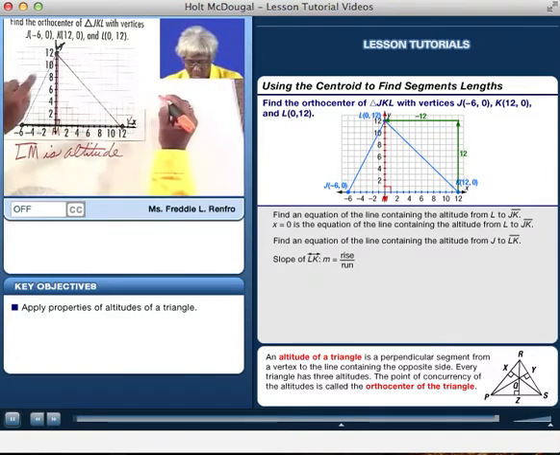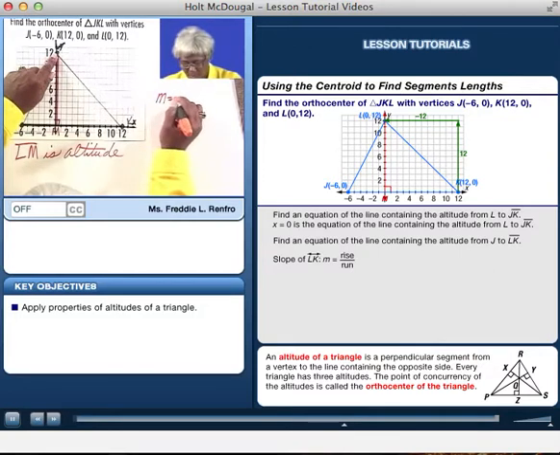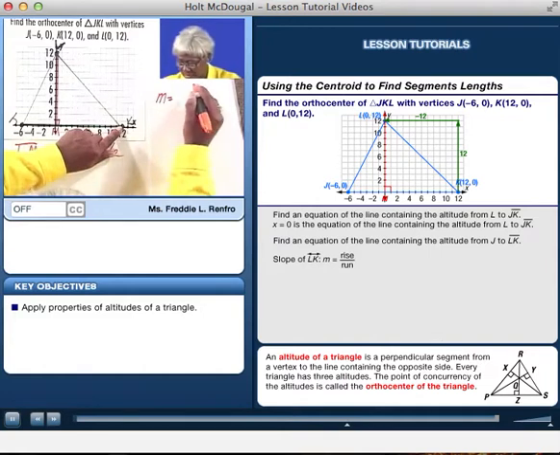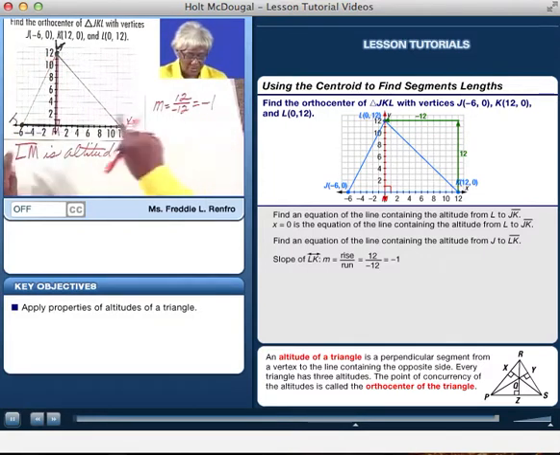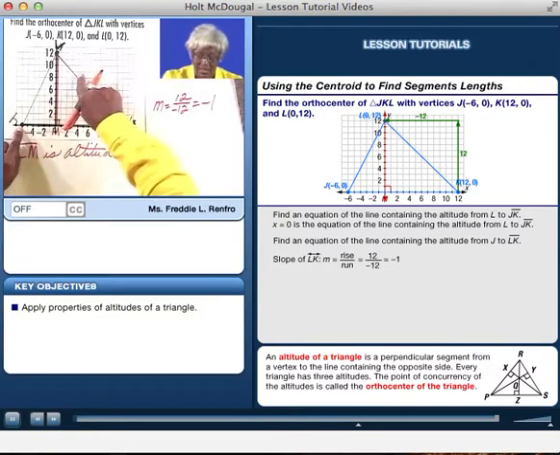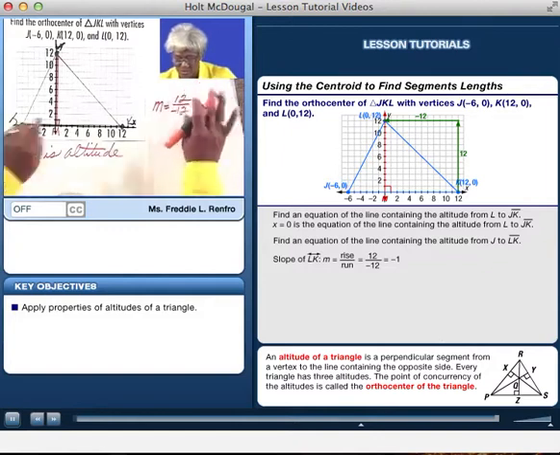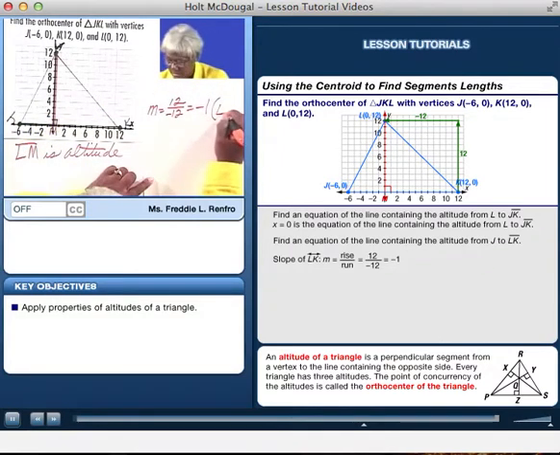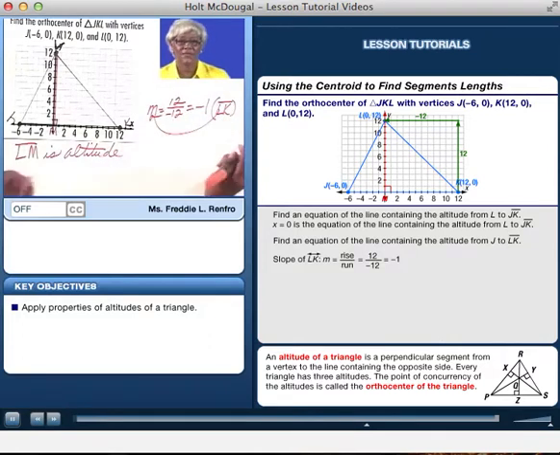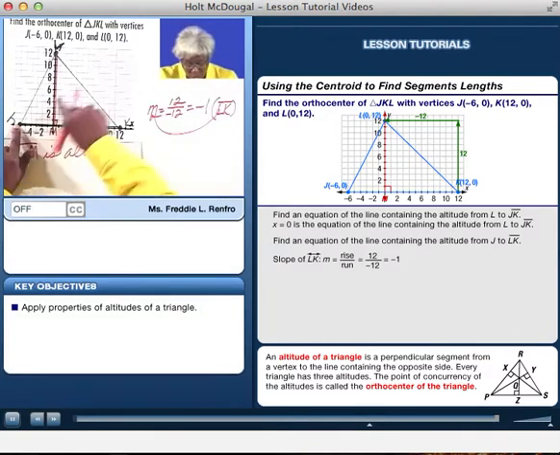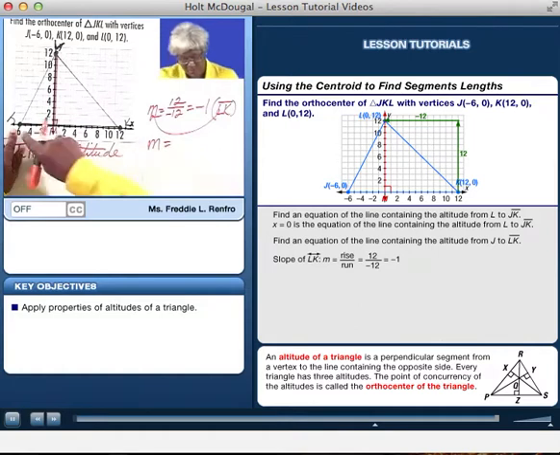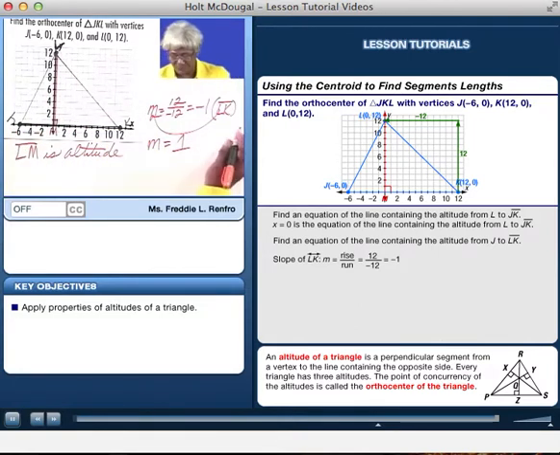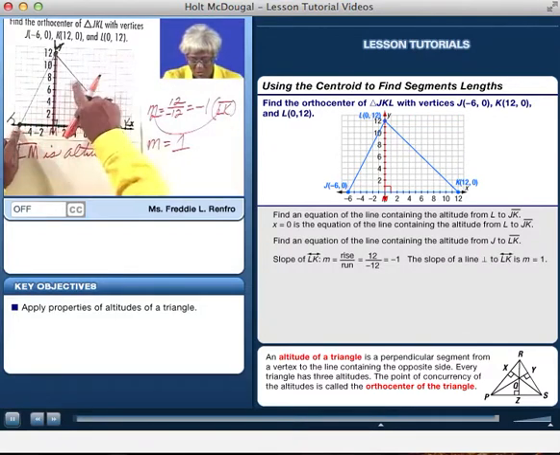So the slope of line segment LK is equal to 12 over negative 12. The slope of this line segment is equal to negative 1. Well, what would be the slope of the line segment from J perpendicular? This is line segment LK. That's the slope of line segment LK. So the slope for the altitude that's perpendicular to it would be a positive 1. So I know the slope of this unknown altitude.